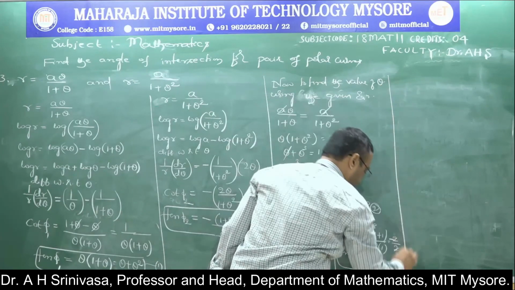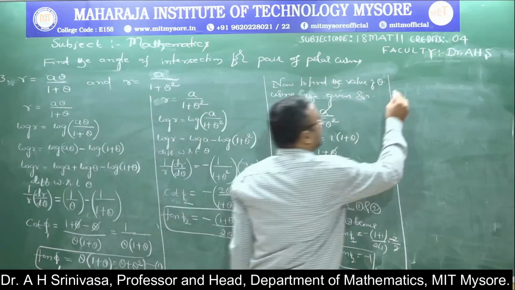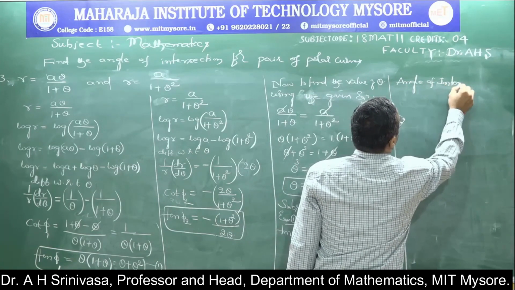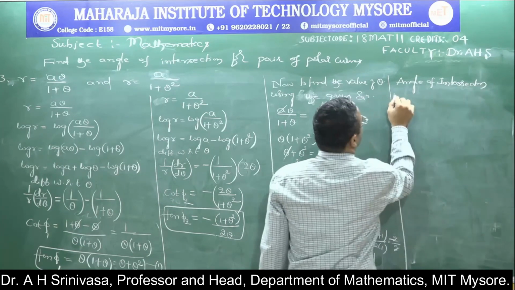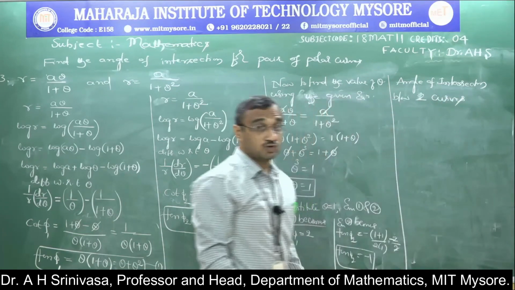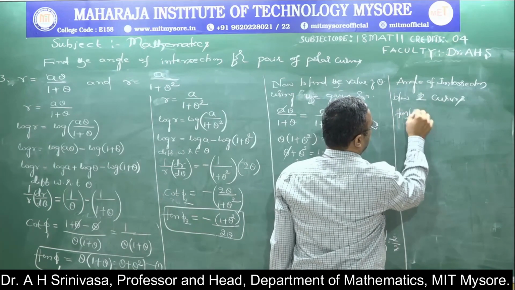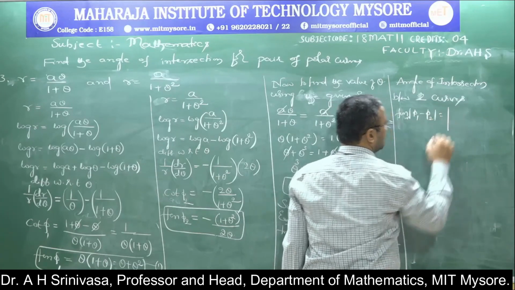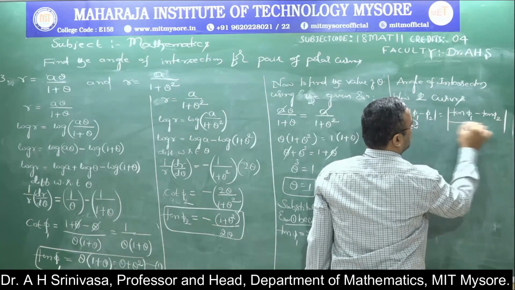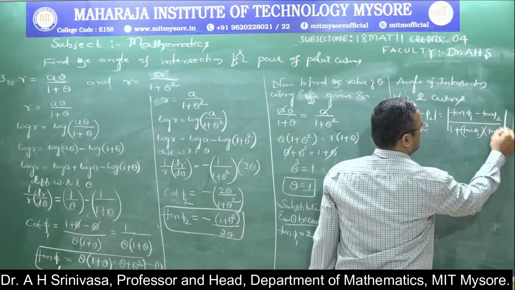Now we have to find out the angle of intersection between two curves. We know the formula. What is that formula? It's an absolute value of tan phi 1 minus phi 2. It should be an absolute value of tan phi 1 minus tan phi 2, all divided by 1 plus tan phi 1 into tan phi 2.